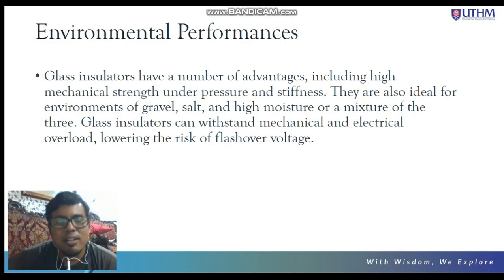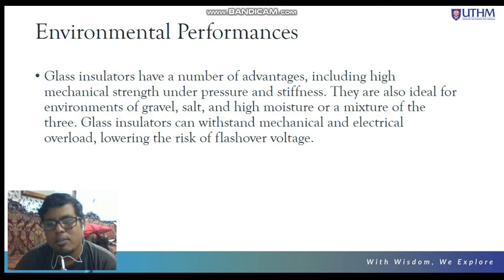Alright, the next is for this present is environmental performance. The glass insulators have a number of advantages, including high mechanical strength, order, pressure, and thickness. They are also ideal for the environment of the gravel, salt, and height.